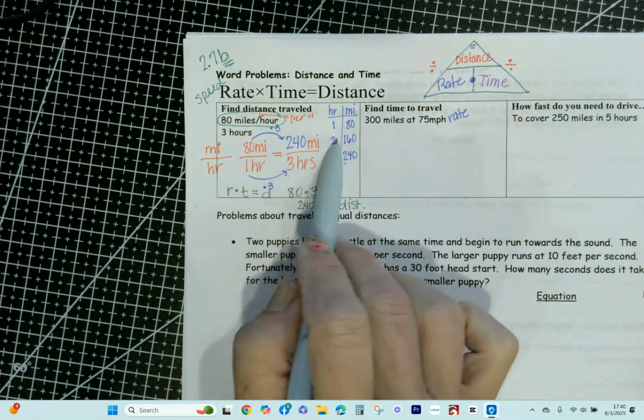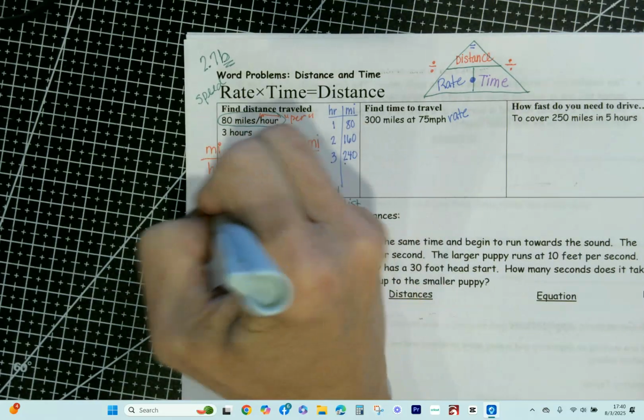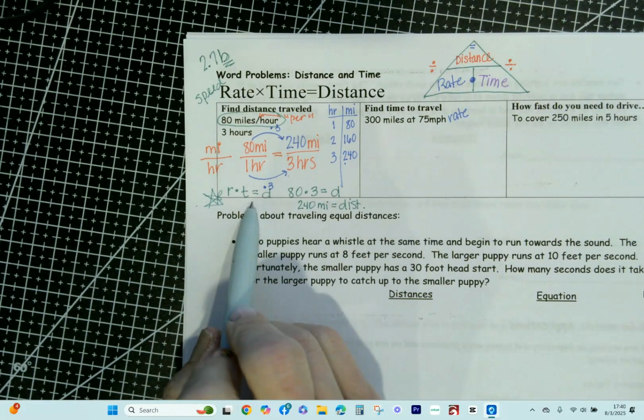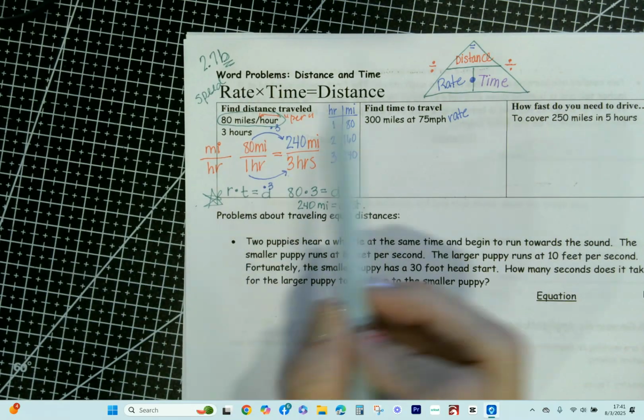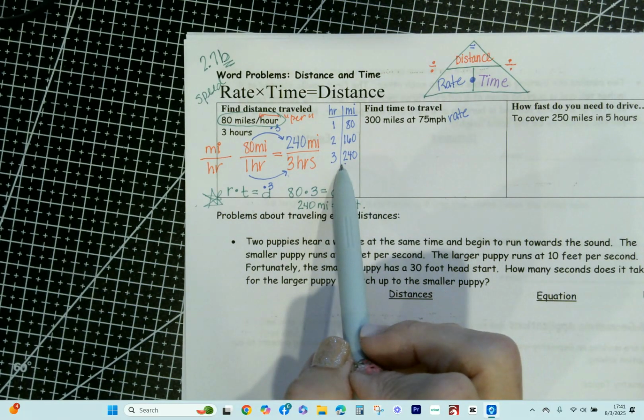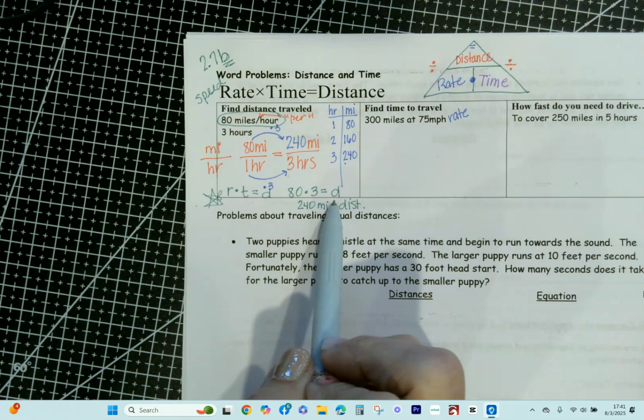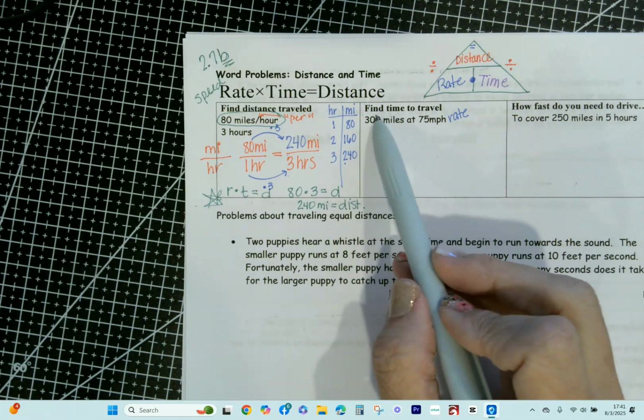Okay, so I just showed you 3 different ways. This is ultimately where you're headed, okay? But I wanted to show you how it relates back to unit rate. You can also make a table if you get stuck, but this is where we want you. Okay, so let's come over here.